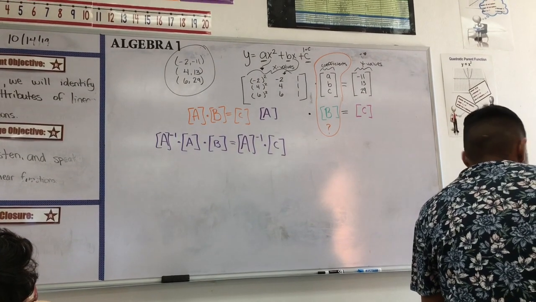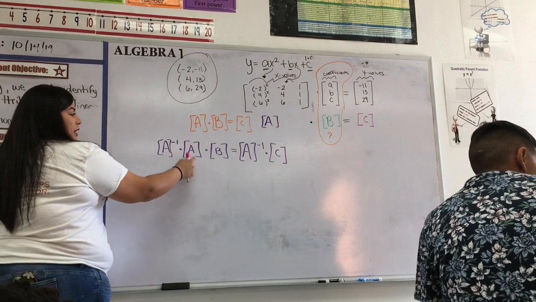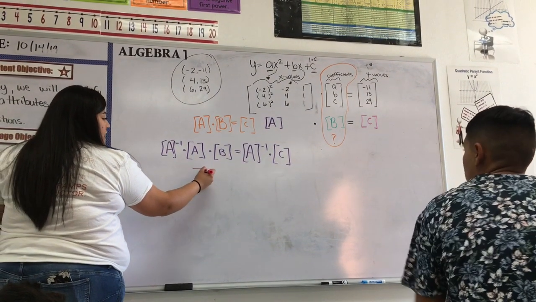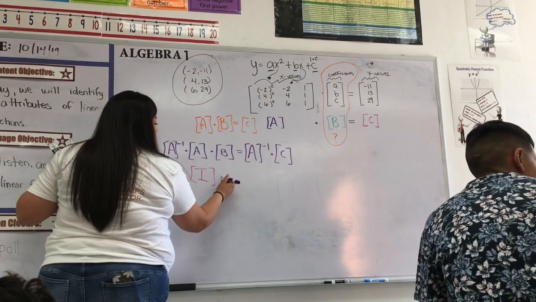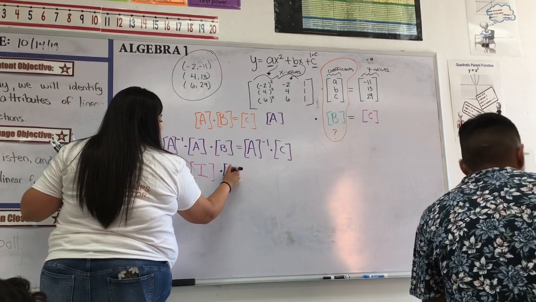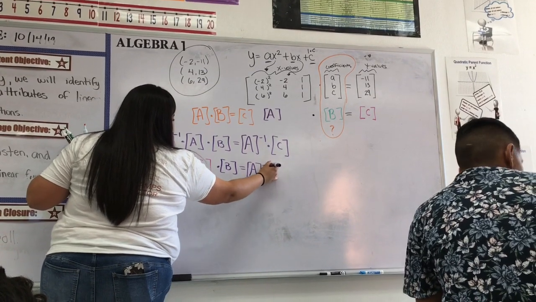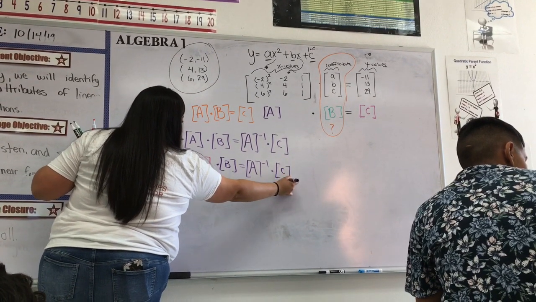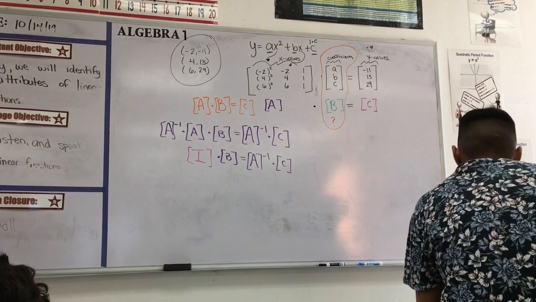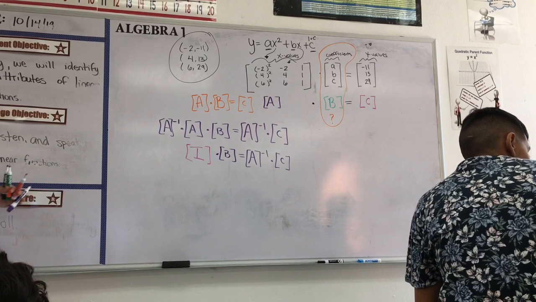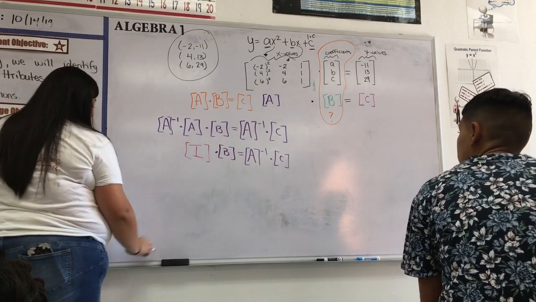All right, now, you probably don't remember, but you read it. An inverse times the matrix is the identity. Do you remember? Okay, so now I have the identity times B equals whatever the A inverse is times C. You okay still? All right, now, we might also not remember that the identity times any matrix is just that matrix.